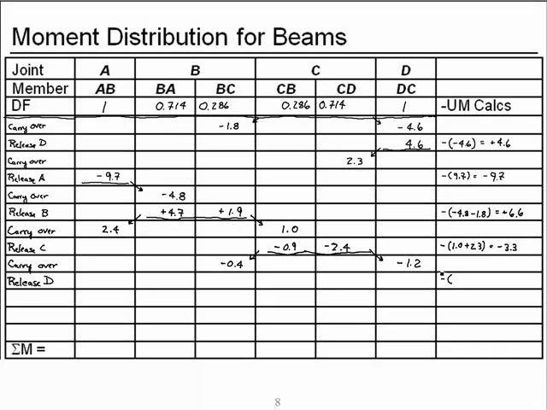It was in equilibrium here, so we have a minus 1.2. We need a positive 1.2 in order to keep this node in equilibrium. It's a plus 1 distribution factor. That brings node D into equilibrium. We clamp it back down, but not before we get a carryover of a positive 0.6.